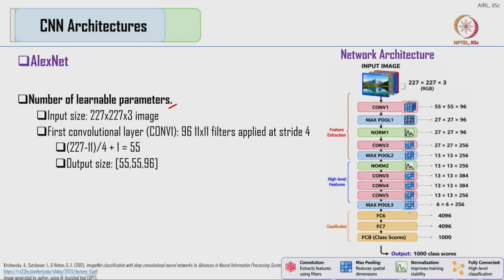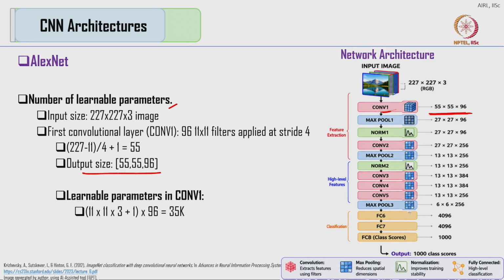Now let us calculate the total number of learnable parameters. We have already calculated the output size of the feature map after passing through the convolutional 1 operator. Now let us look at the number of learnable parameters. Using the previous formula, the number of learnable parameters is 11 times 11 times 3 plus 1, times 96, which is the output channel, which is equal to about 35,000.